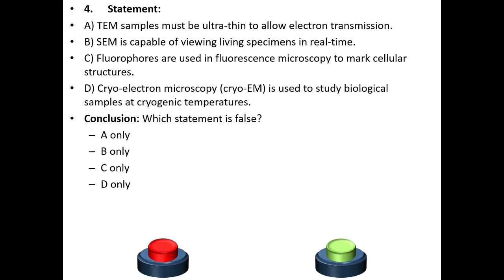Fourth question. Statement A: TEM samples must be ultra thin to allow electron transmission. B: STEM is capable of viewing living specimens in real time. C: Fluorophores are used in fluorescence microscopy to mark cellular structures. D: Cryo-electron microscopy is used to study biological samples at cryogenic temperatures. Conclusion: Which statement is false? A only, B only, C only, D only.